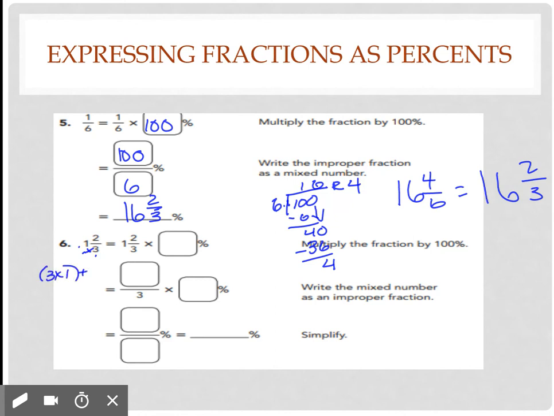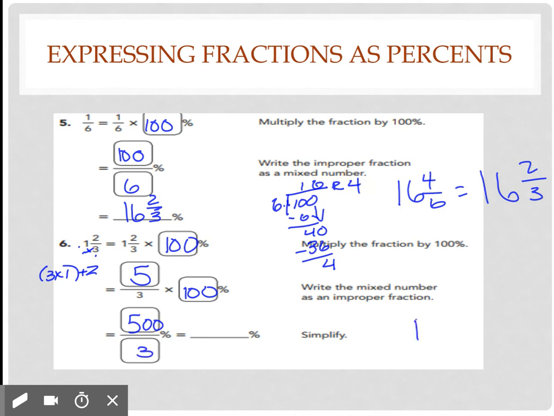And then we add our numerator, which is 2. So 3 times 1 is, of course, 3, plus 2 is 5. So we're going to multiply that by 100% now. And I would get 500 over 3.